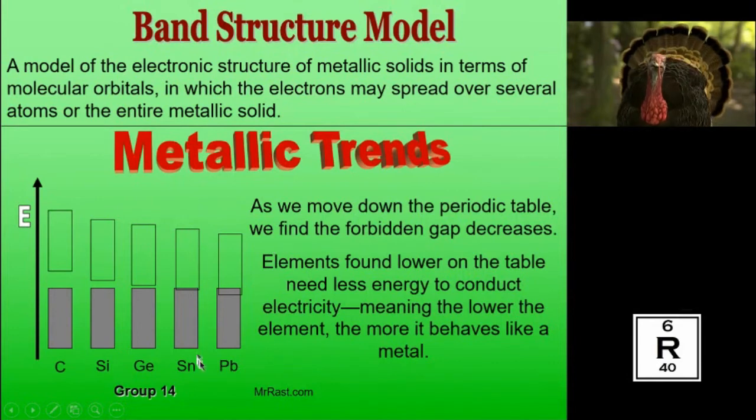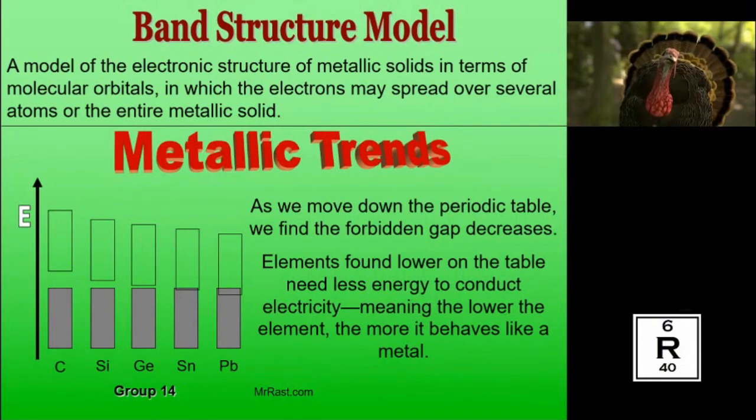So with this trend, the lower you go down the periodic table, the less energy you need to conduct electricity. The lower you go on the periodic table, the more things behave like a metal. And that's an important thing. If you're wondering about test questions that are going to pop up on this topic, a lot of it has to do with the trends of the periodic table. And here is the first trend that you should be making sure that you note: as you move down the periodic table, things behave more and more like metals.